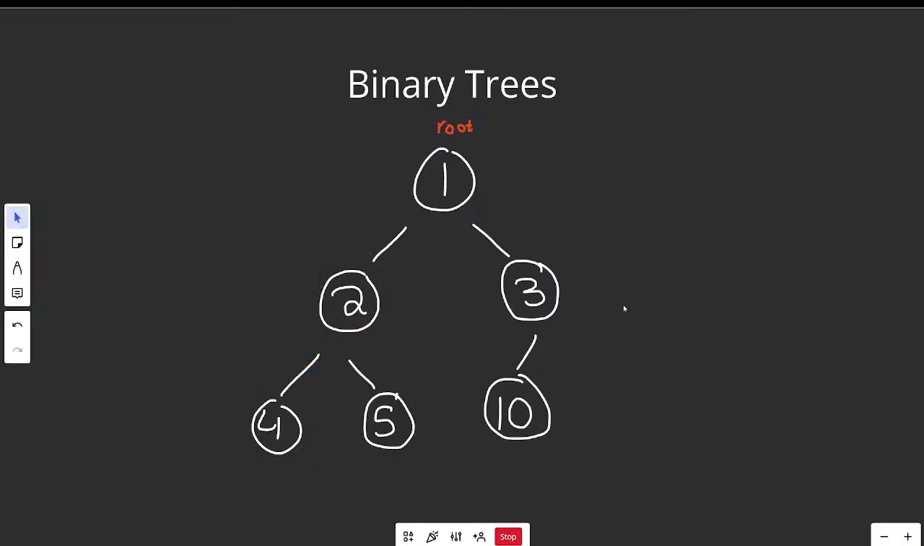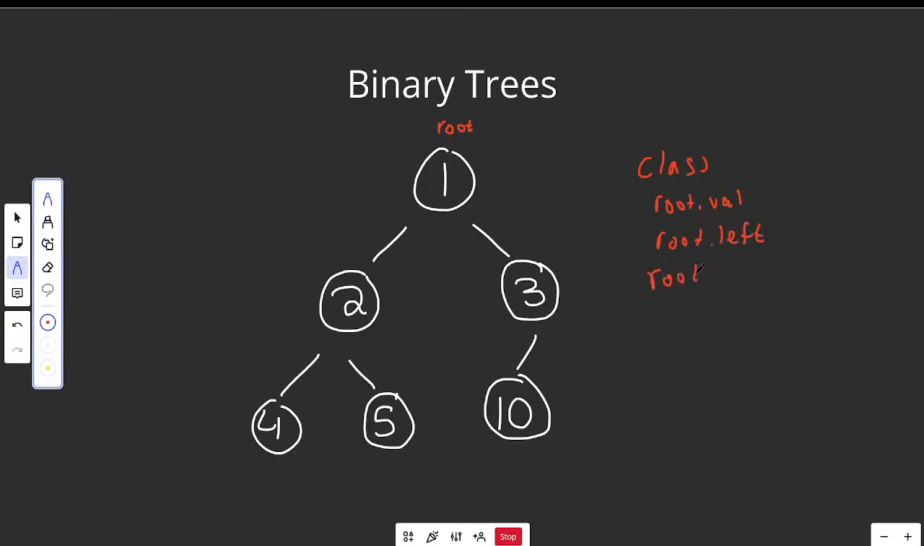Now what's counterintuitive about the relationship is that when I was drawing my class here, if I had an object here, I had a root and it has a value, a root.val. It also has a root.left, so that's basically its left child. It has a root.right, but what we generally don't have, although you totally could, is the root.parent. This just doesn't exist in most implementations.